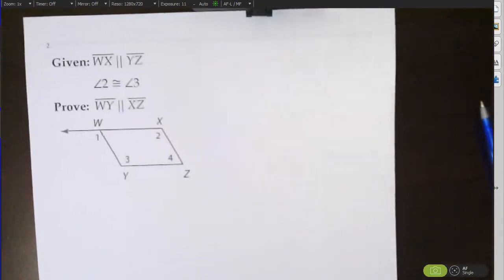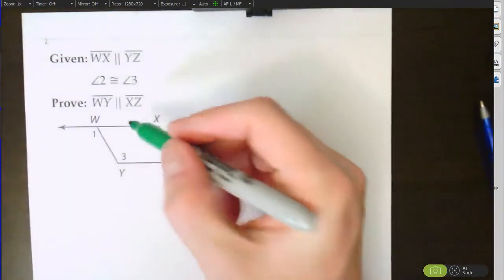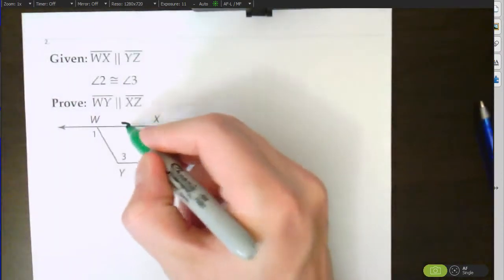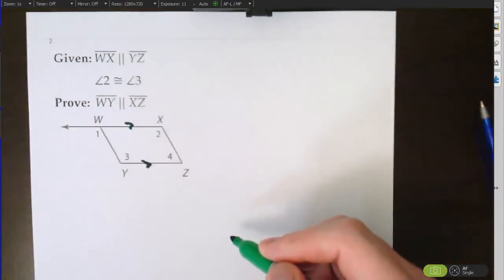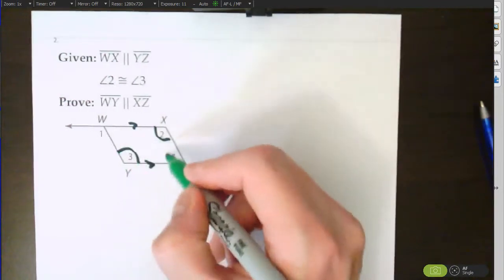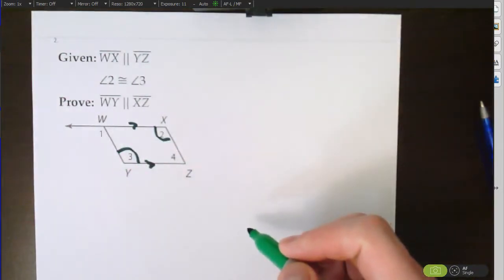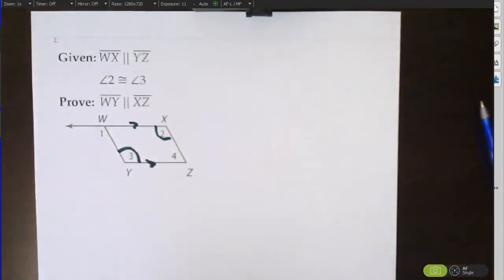Okay. Next one to take a look at. It's got a little more going on to it. So we are given that WX and YZ are parallel. And we're given that angle 2 is congruent to angle 3. Our goal is to prove that WY and XZ are parallel. So I'm going to highlight those.